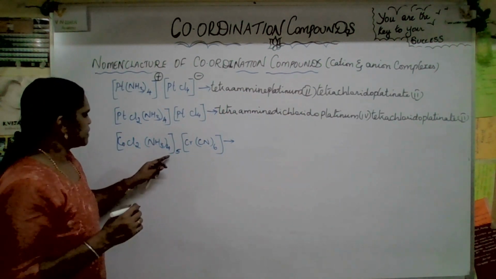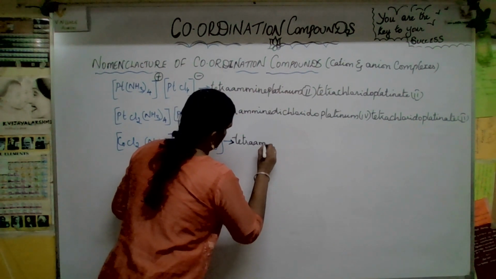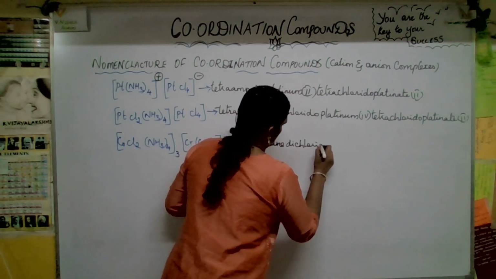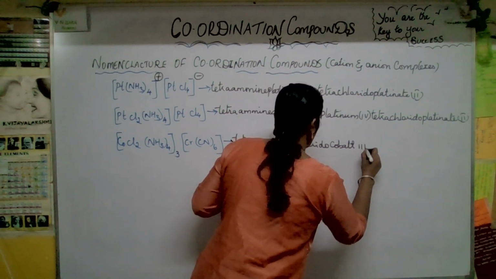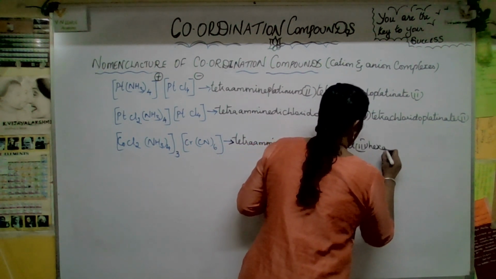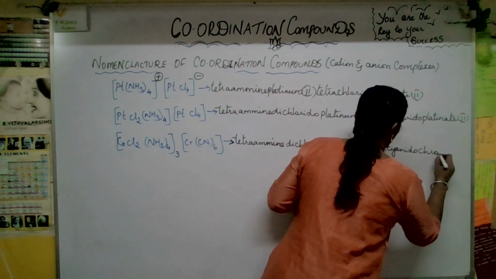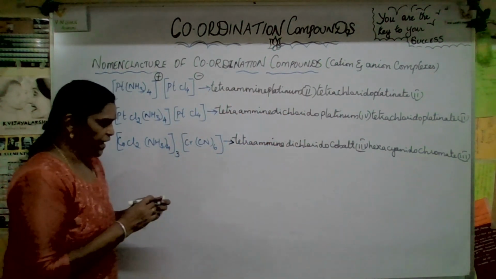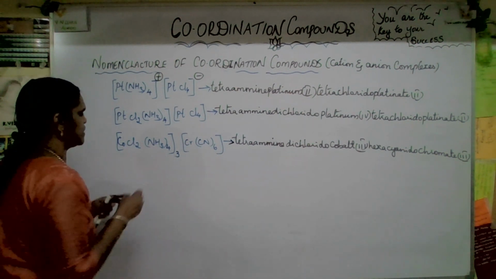Okay, the last one. Here, the name is tetramine dichlorido cobalt 3, and hexacyanido chromate 3. See, for anionic complexes, the suffix is ate. Okay, now let us go and calculate the oxidation number of these. Now the last one only, let us take it.